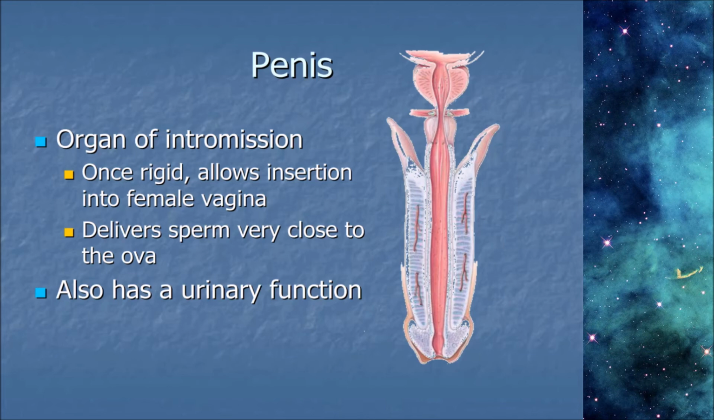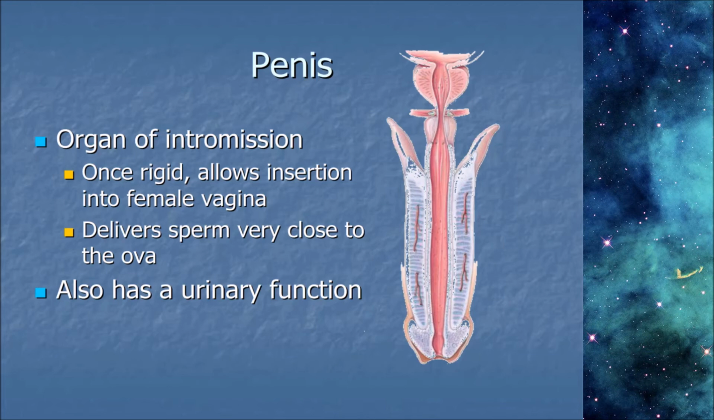And so it's a way to get the semen as close as possible to the ovulated oocyte. Now, depending on the length of the penis, this may only get it 3 to 6 inches closer to the ovulated oocyte. But this is very important because it drastically reduces the amount of sperm that human males have to produce.